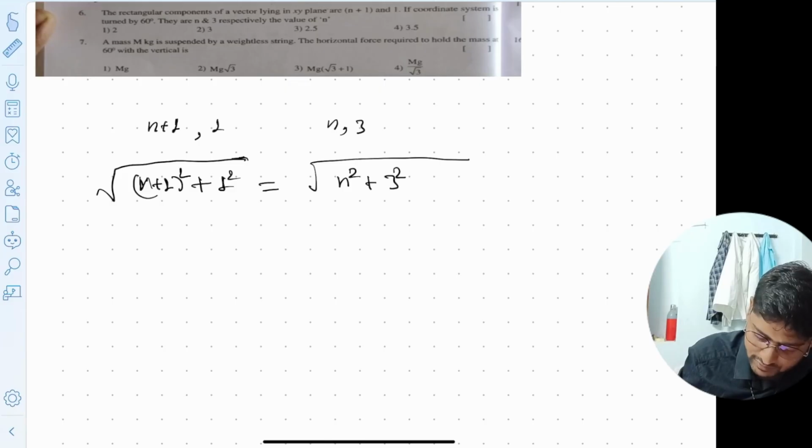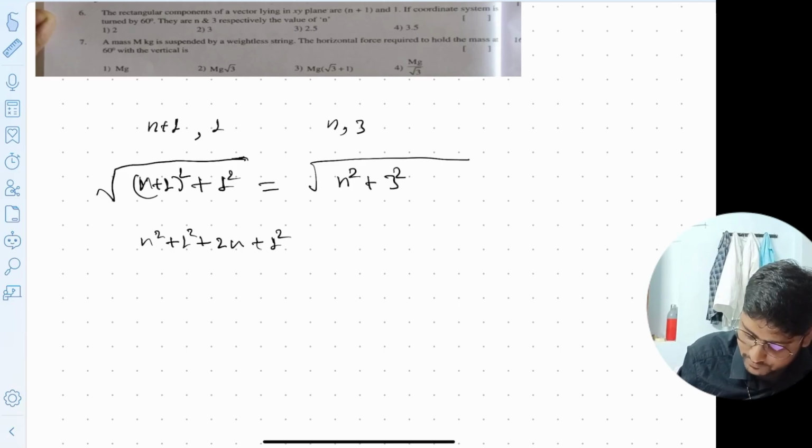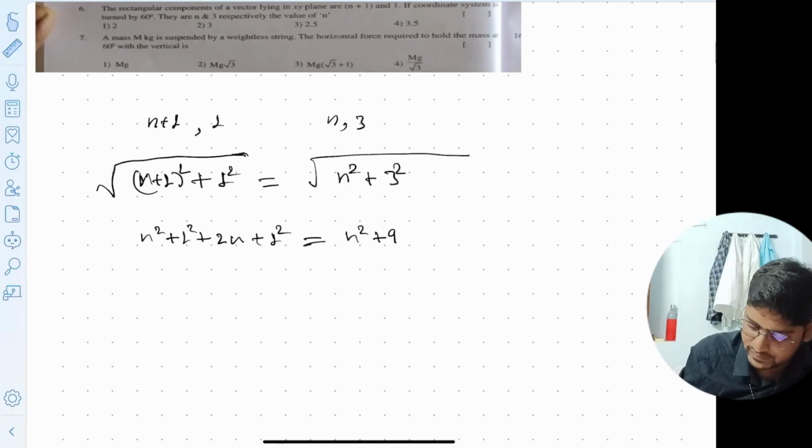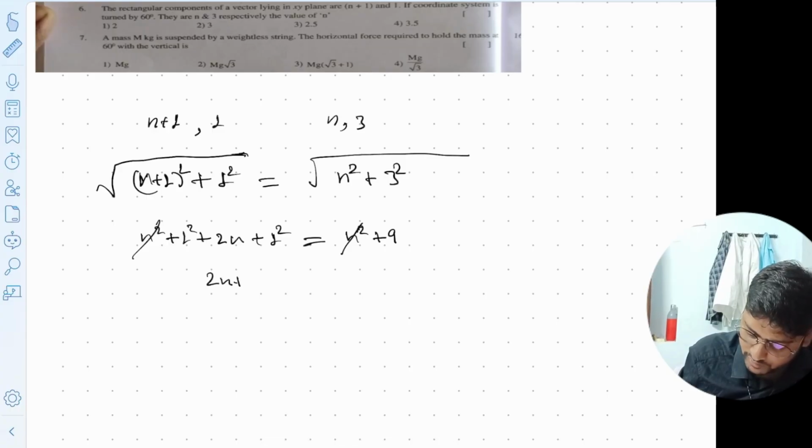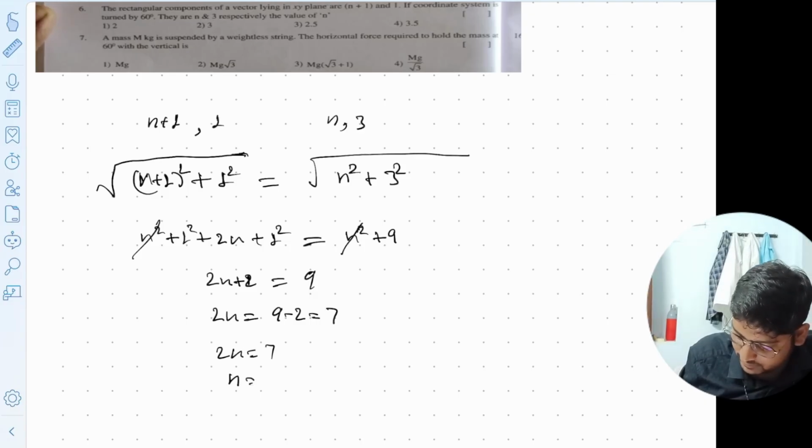Square roots cancel: n plus 1 square equals n square plus 1 square plus 2n, plus 1 square equals n square plus 9. 3 square is 9. This n square cancels. 1 square plus 1 square equals 2. So 2n plus 2 equals 9, 2n equals 9 minus 2 equals 7. Then n equals 7 by 2 equals 3.5.